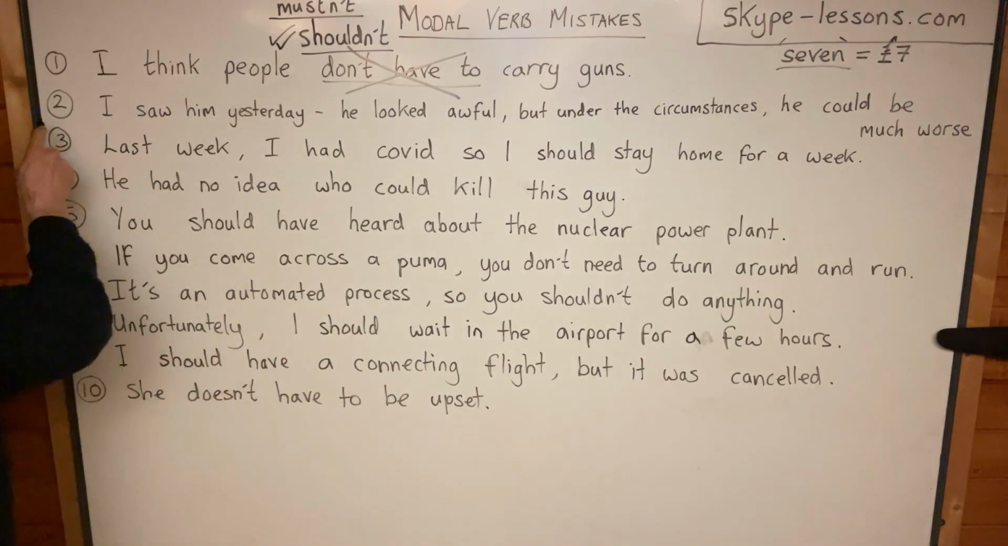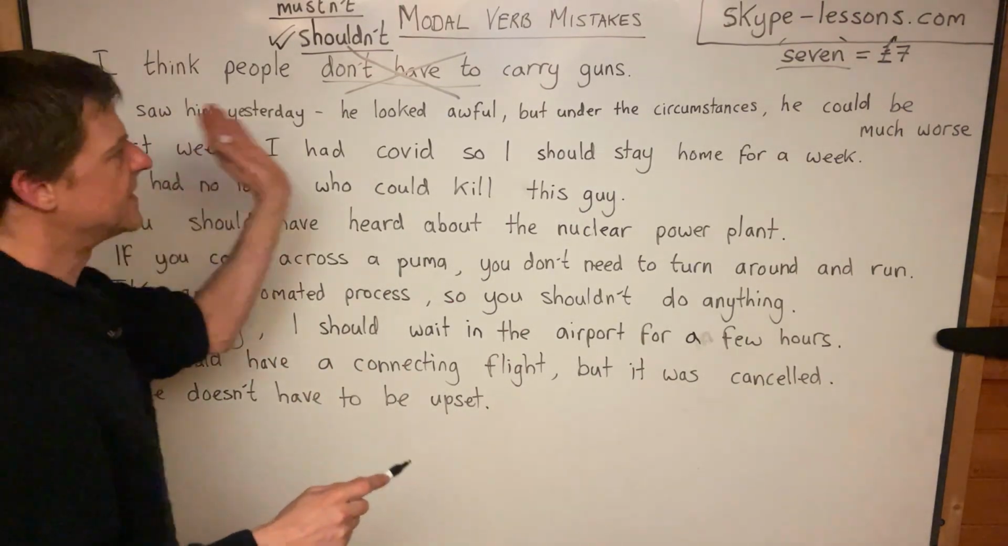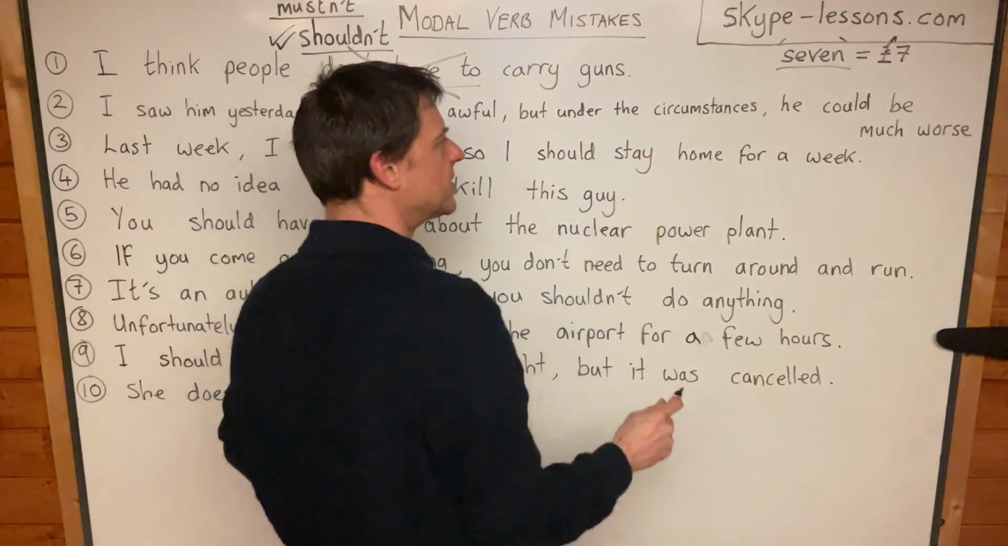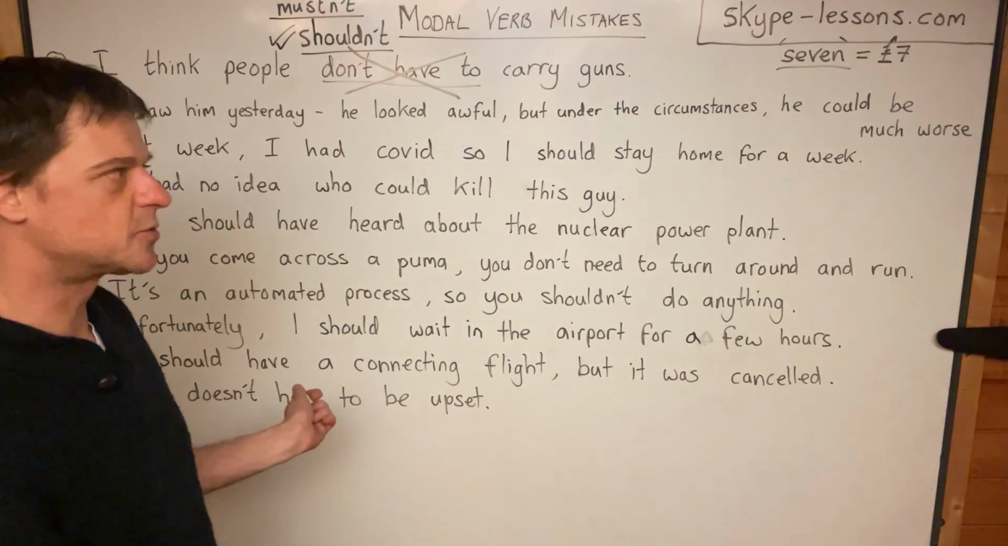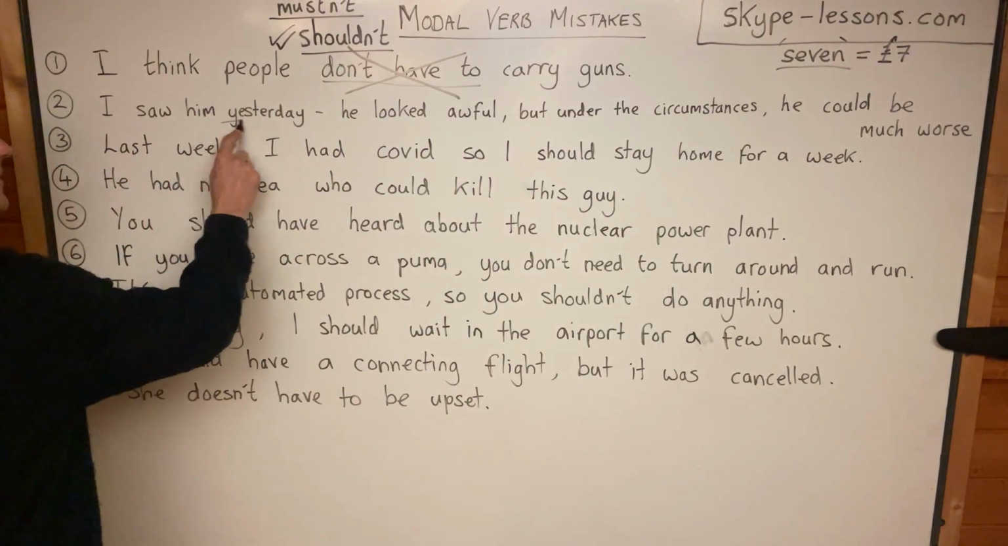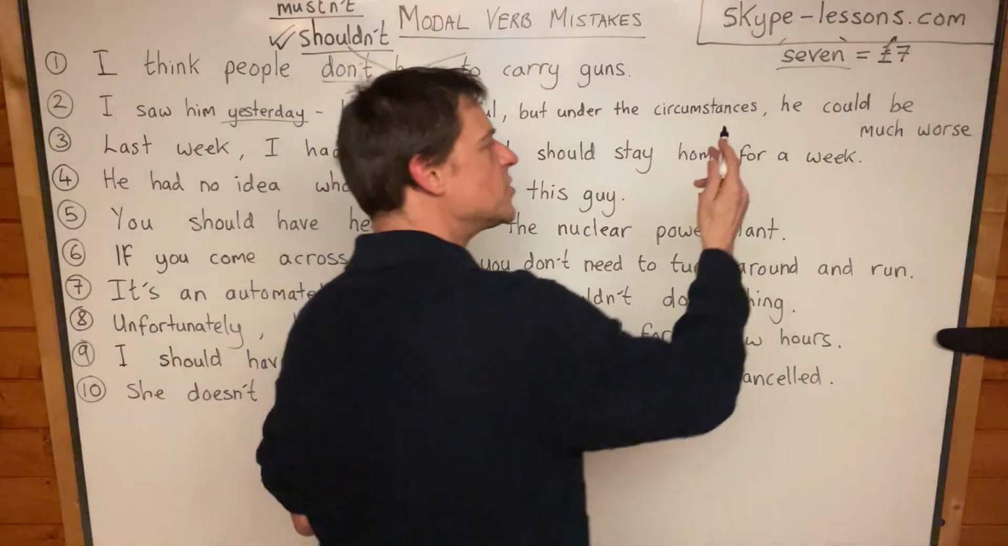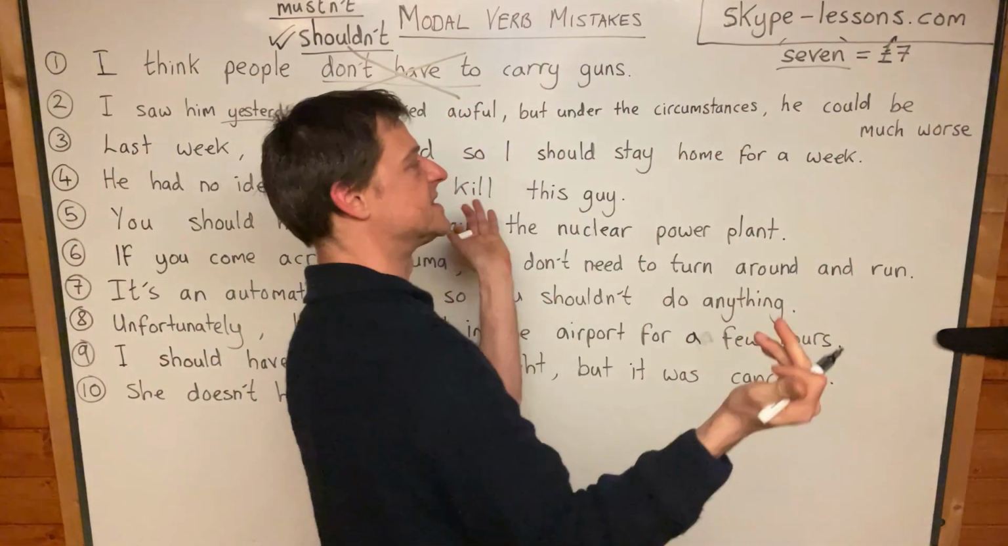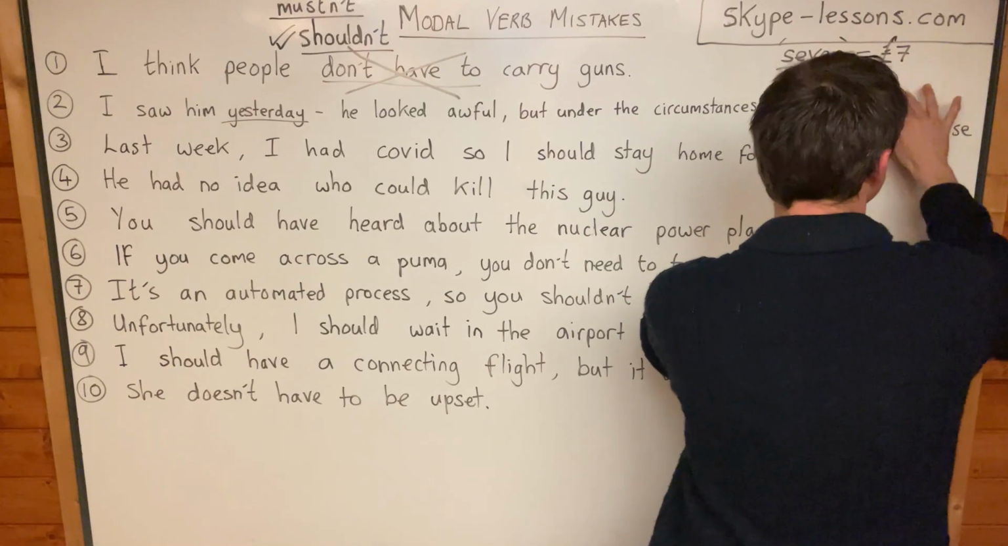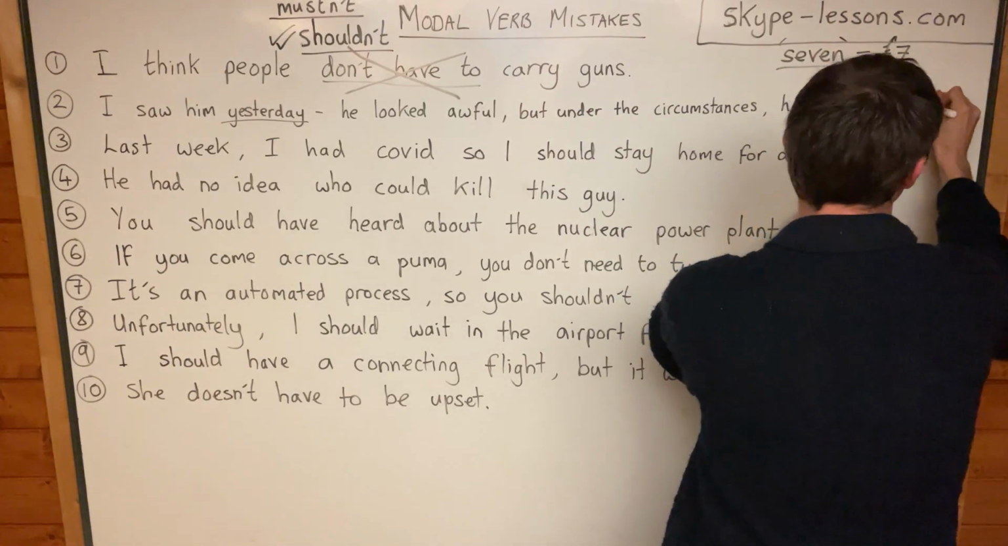Okay, number 2, I saw him yesterday. He looked awful, but under the circumstances, he could be much worse. Now, we're talking about yesterday. He could be much worse is about today. And so we need to change this to could have been.